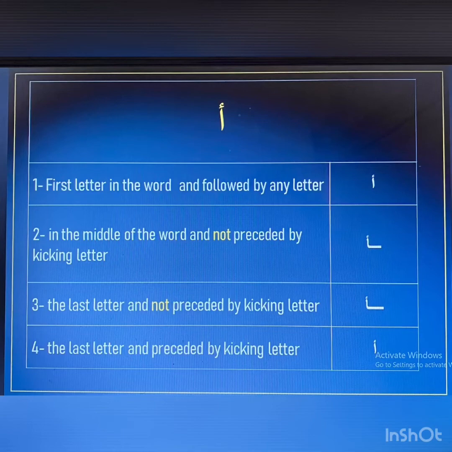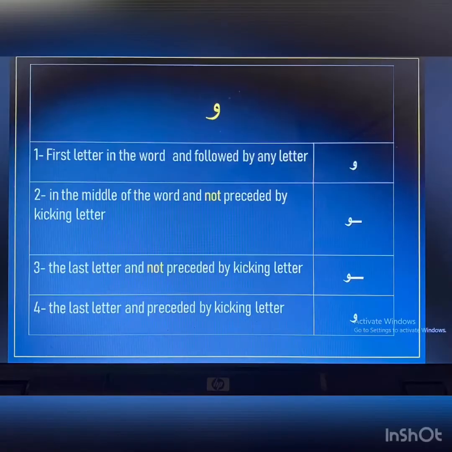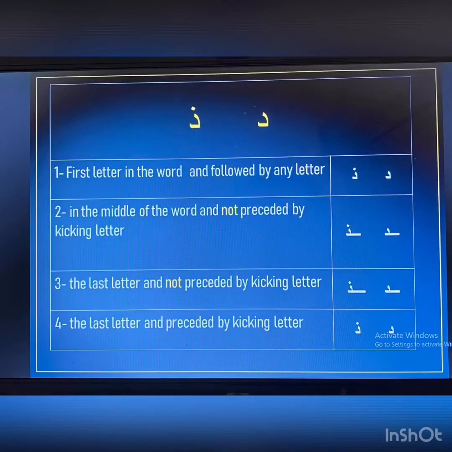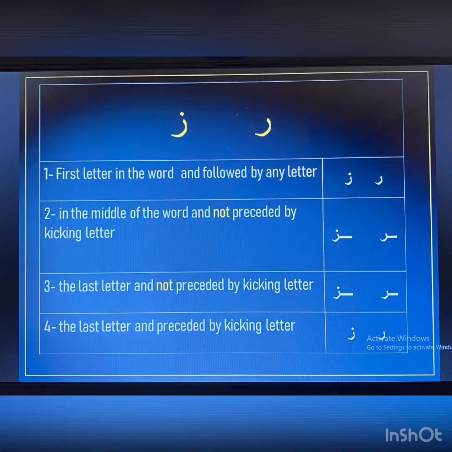The same pattern will be applied with letter Waw. Dal and Dhal are in the same table because they have the same shape. The only difference is the dot above Dhal. And also Ra and Za, same shape. The difference is the dot above letter Za.